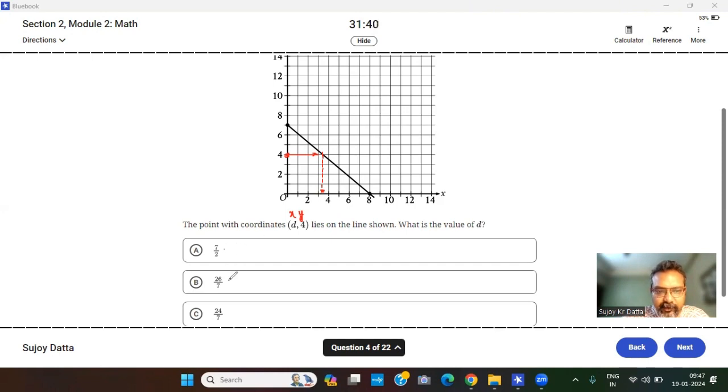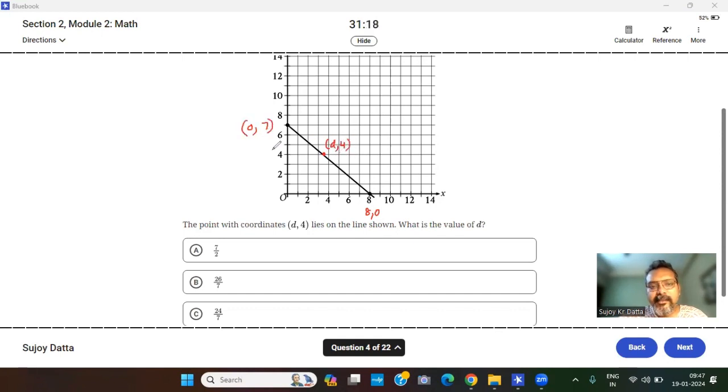This is also between 3 and 4. So we are not able to decide from the graph itself. So what we will have to do is solve the equation. So how do we solve the equation? We know that this is 7 and we know that this is 8. So the point somewhere is d comma 4.